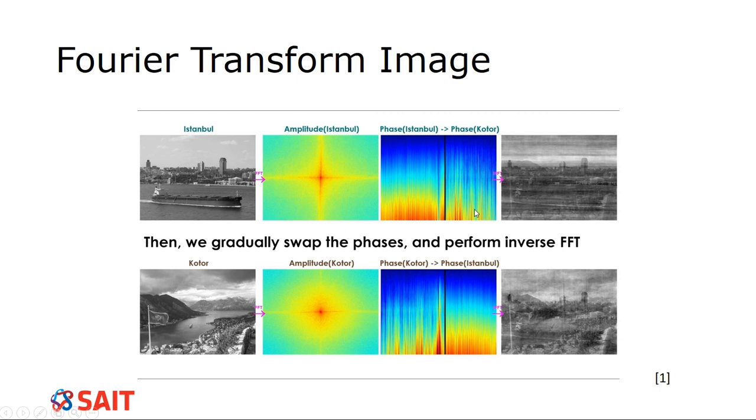So in this particular example, because this is from a reference, they've actually taken the frequencies of Istanbul, so this image, and they've incorporated them with Kotar. So the same frequency, two totally different images are put together. That is another reason why we would do a Fourier transform, is that we're trying to take two images and put them together into one.